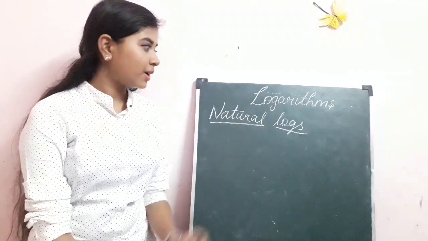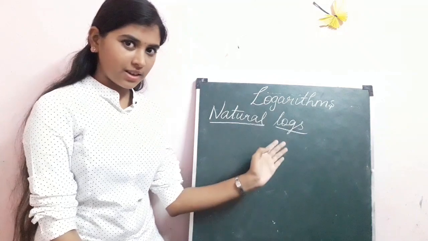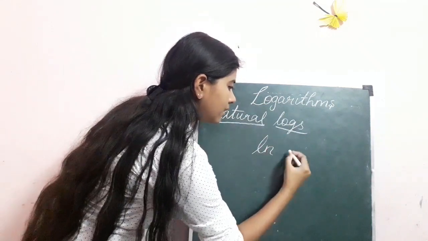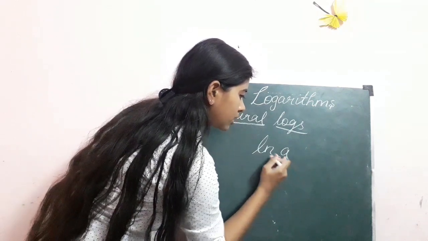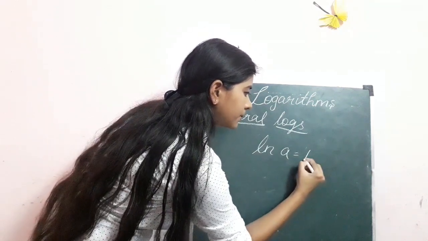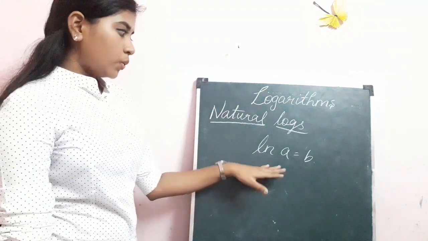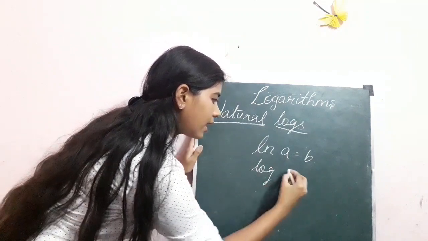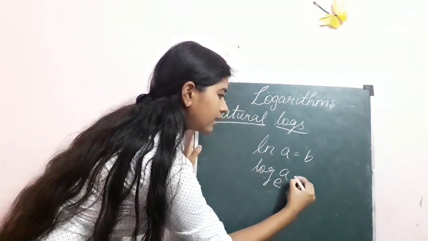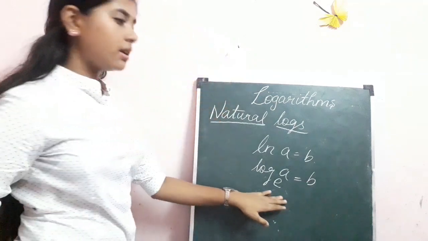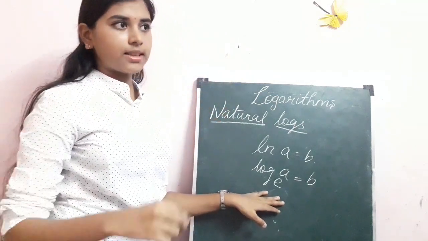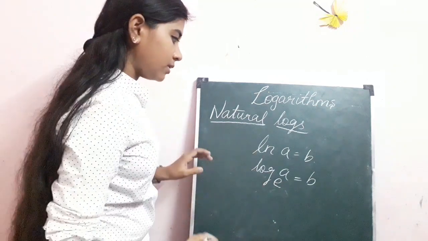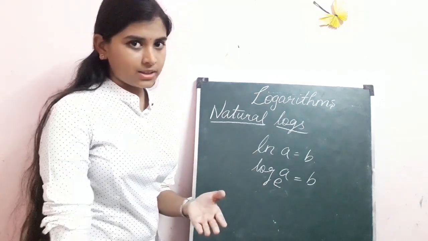Guys, you might have learned about natural logs. What are natural logs? Natural log is like ln of a equals d, which I can read as log of a to the base e equals d. E is nothing but an exponential constant, which is like 2.78 something. It's a constant value. Okay, so we'll see a problem based on it.